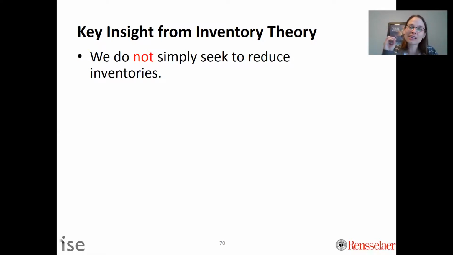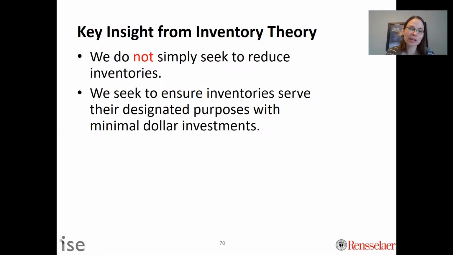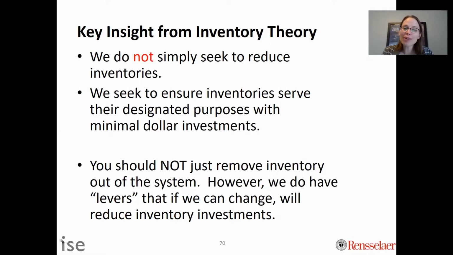So inventory holding is not inherently bad, but it is expensive. And so you need to think about how can I have the least amount of inventory to serve its purpose. And so that's what we really should be doing. And so you should not remove inventory out of the system just to remove inventory out of the system. You should change these levers and then let that lead to reducing inventory.